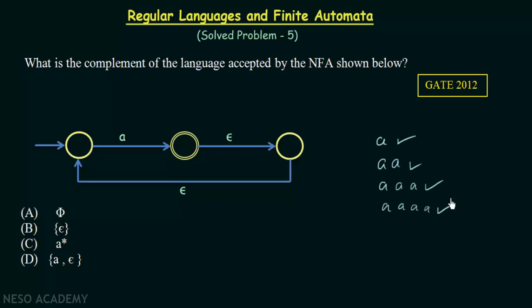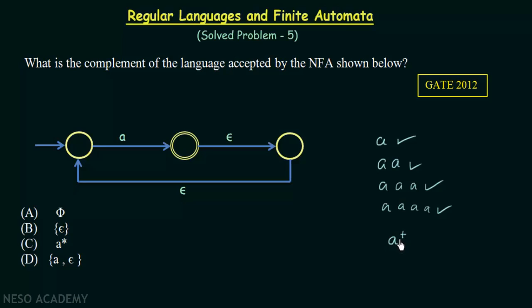Alright, but we have to see that at least one A has to be there for sure, right? If we just get the empty symbol in the first place itself in the starting state, it is not going to go to the final state. In order to get to the final state over here, at least one A has to be there. So the language accepted by this NFA can be written as A plus.